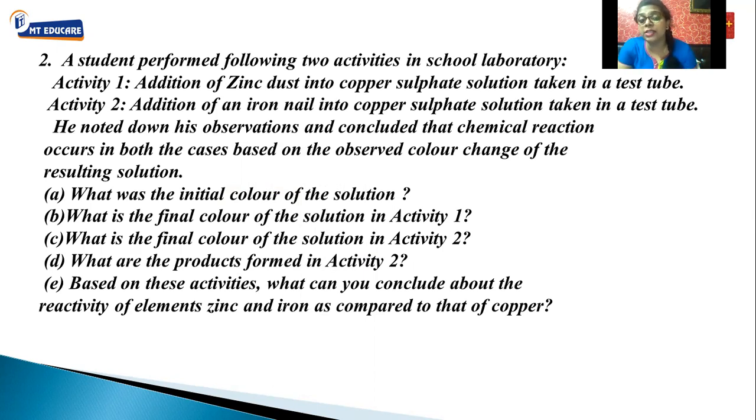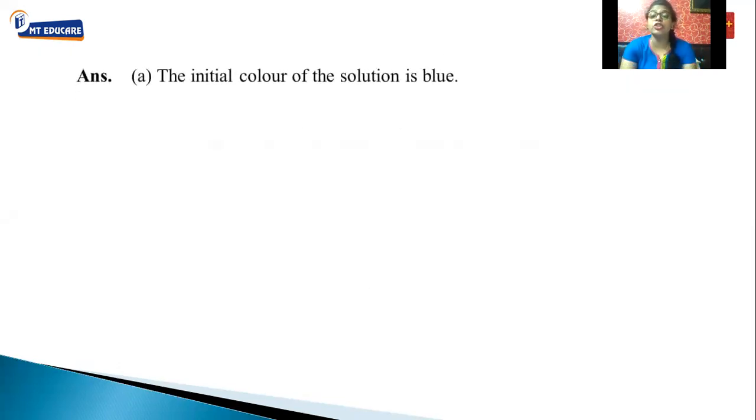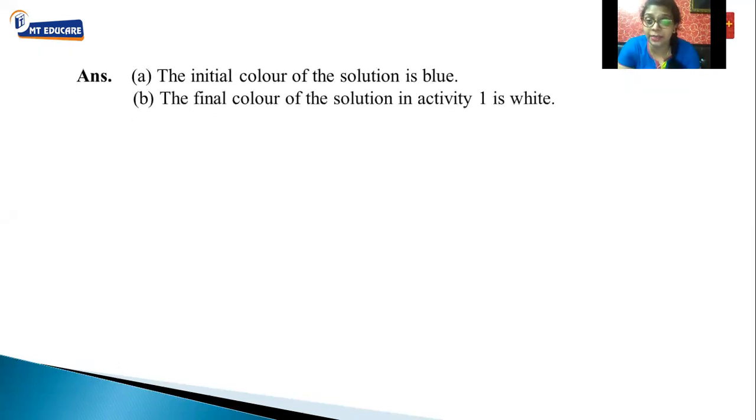Okay, fine. Next, what is the final color of the solution in activity 2? In activity 2, what has been done? Iron nail is taken, okay, and it has been added into the copper sulfate solution, which is present in the test tube. Copper sulfate is CuSO4, that is a blue color solution. Iron nail is iron, that is Fe.